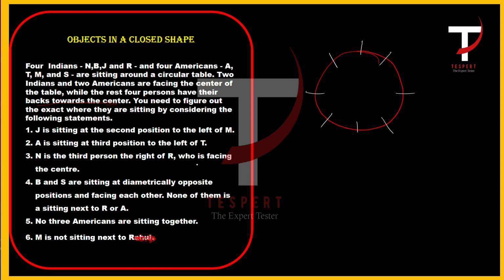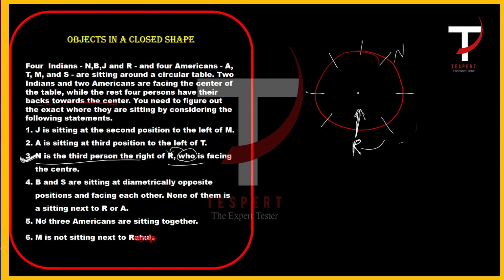N is the third person to the right of R, who is facing the center. So here who refers to R, the second person. So R is facing the center. So if we place R here, this is the center, right? He is facing the center, he is towards the center. Right, so if R is here, N is the third person. So first, second and third. So N must be here. Okay, so third statement is ruled out completely.